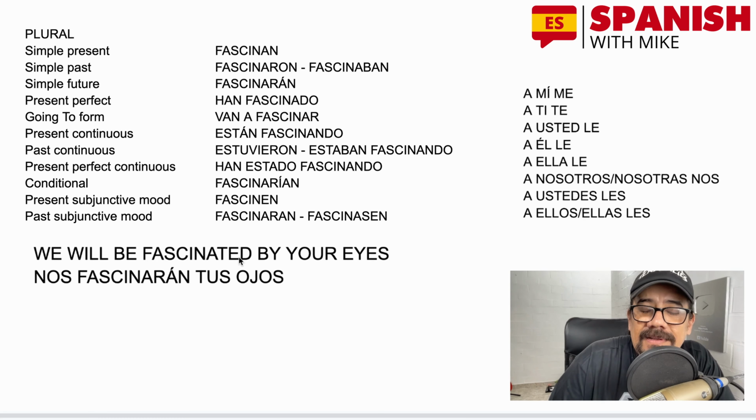And check it out. In English, the real conjugation falls upon the verb to be. Whereas in Spanish, we're conjugating the verb fascinar, but following the rules that we are learning for verbs that we use with the indirect object pronouns. That's it. It's not harder than this. So that's the idea.